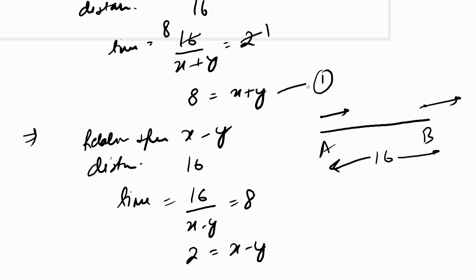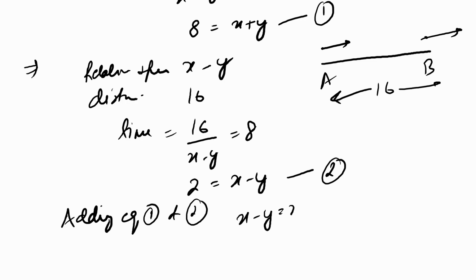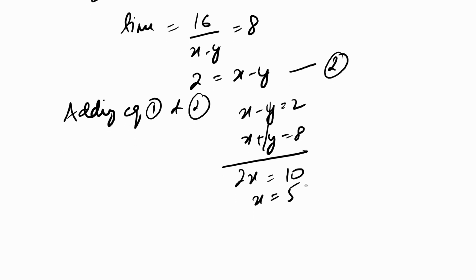Now what we will do, we will add equation 1 and 2. Adding equation 1 and 2. X minus y is equal to 2 and x plus y is equal to 8. If I add them, what will I get? 2x is equal to 10, x is equal to 5. So the speed of A will be 5 kilometers per hour.